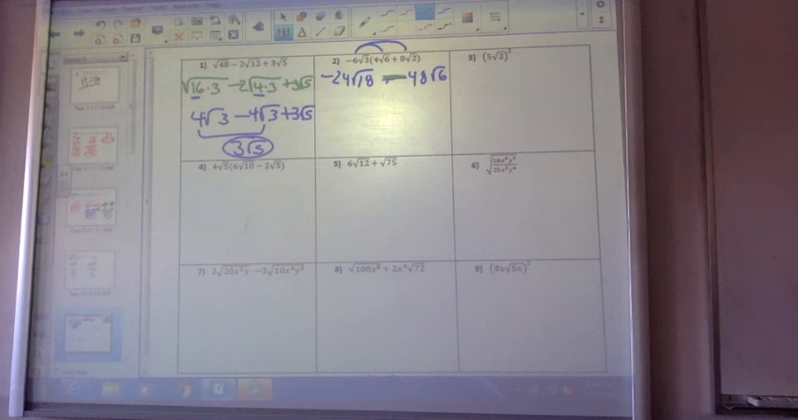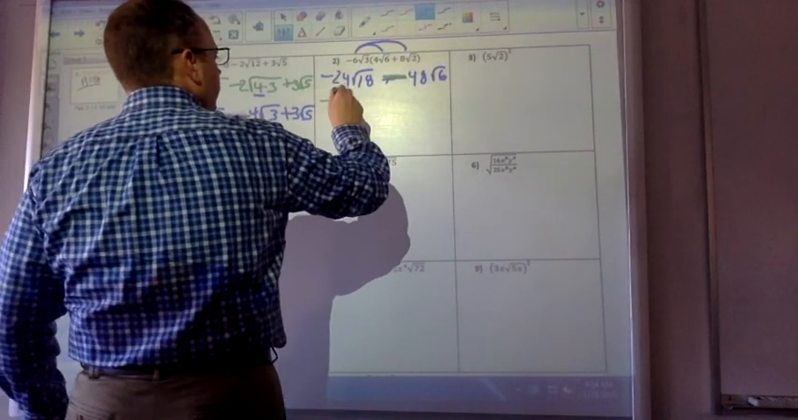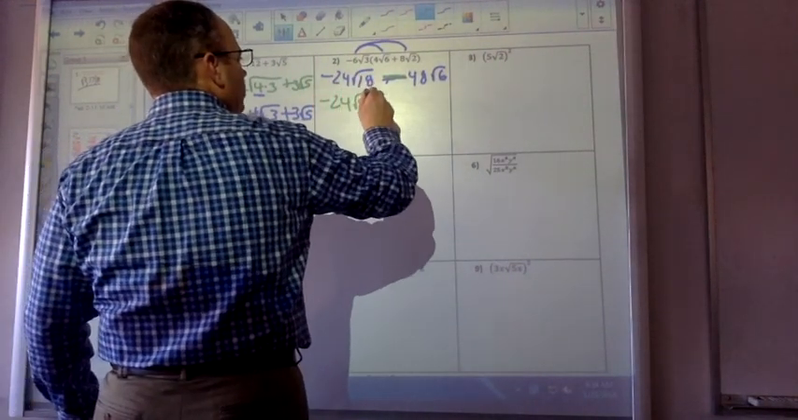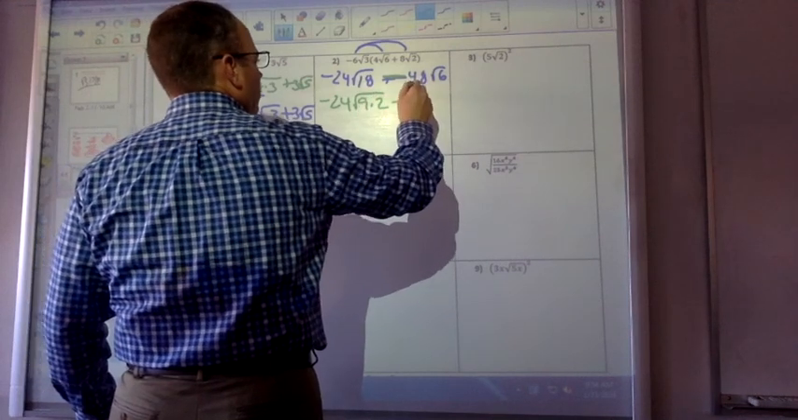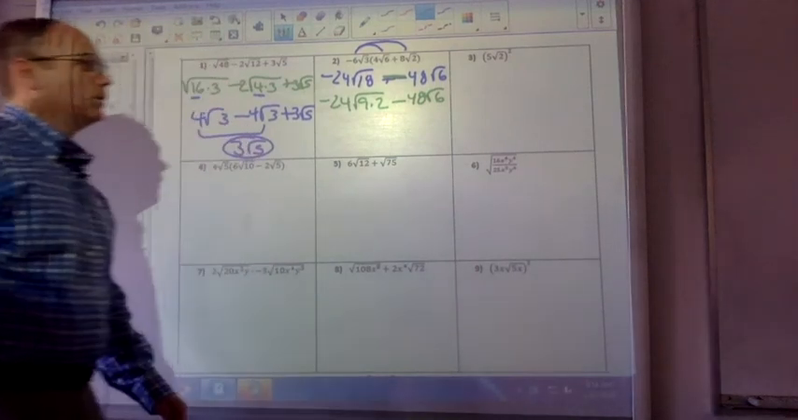Can I break root 18 down with a perfect square? 3 times 6 is 18, but is something else? 9 times 2, and 9 is a perfect square, right? Negative 24, 9 times 2, and then I can't break 6 down, so I think that's just going to stay as is for right now. Okay?